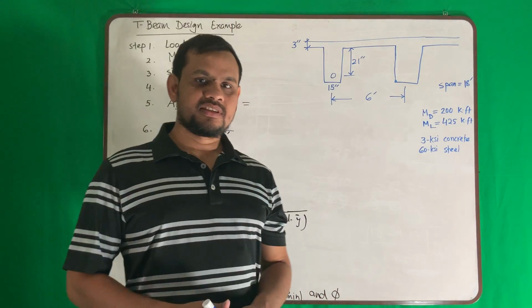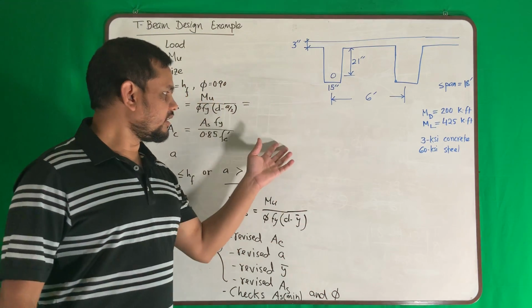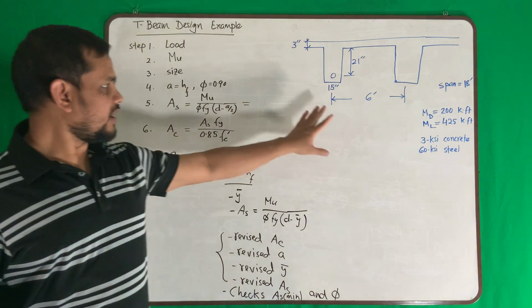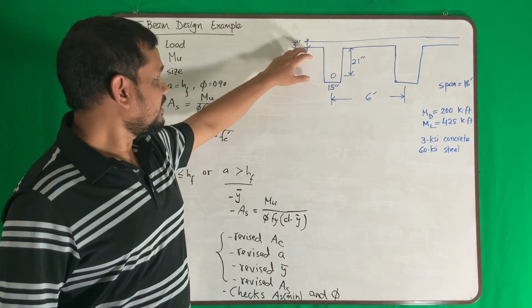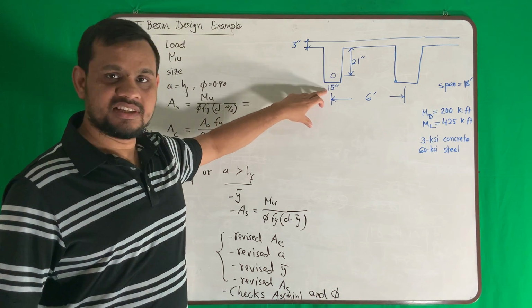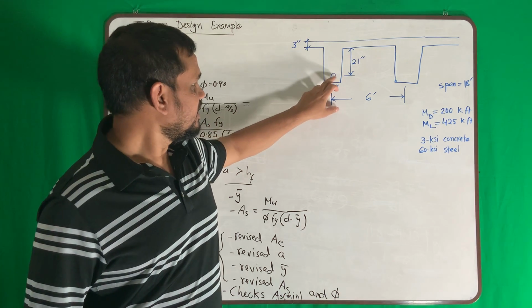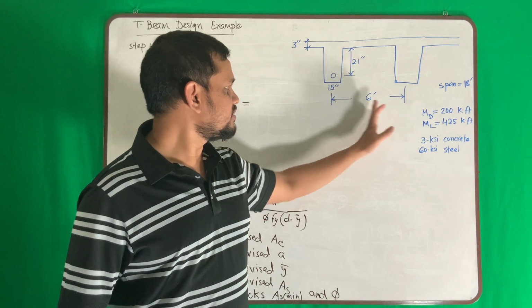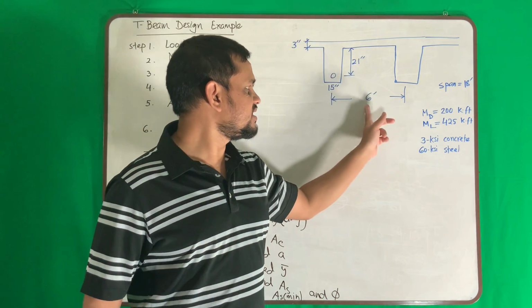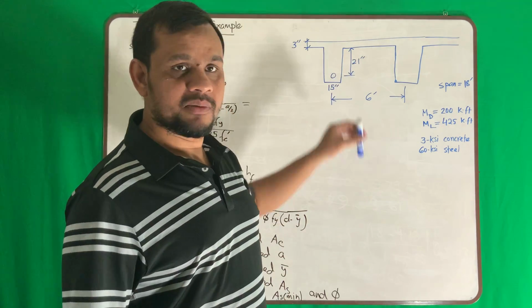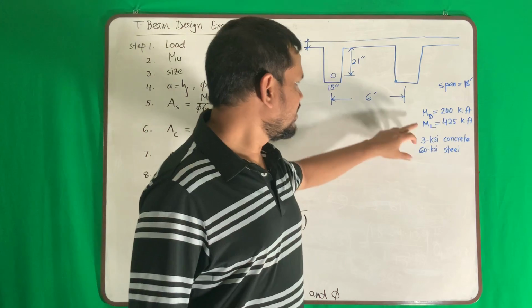In this video lecture, I will solve another design problem for T-beam. So this is our example problem. The slab is 3 inch, the beam web width is 15 inch, the reinforcement location from here is 21 inch, center to center spacing between T-beams is 6 feet. Span, that means the length of the beam, is 18 feet.